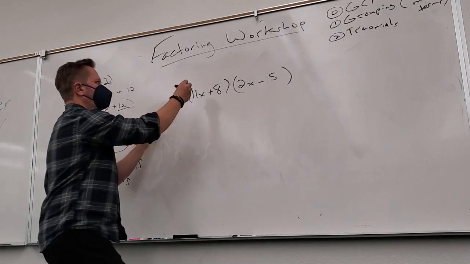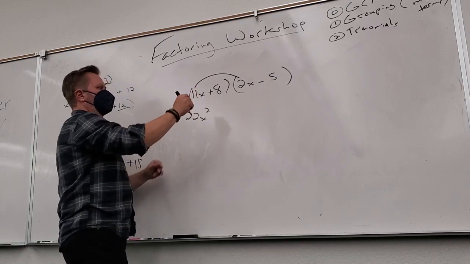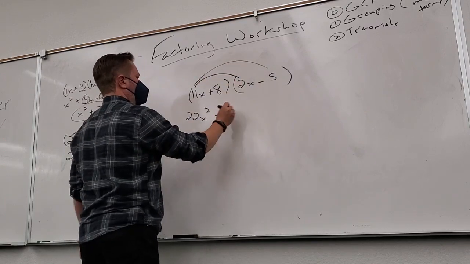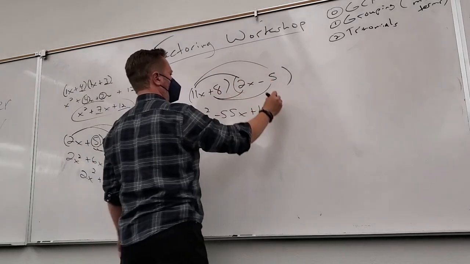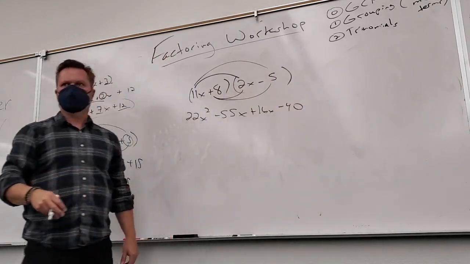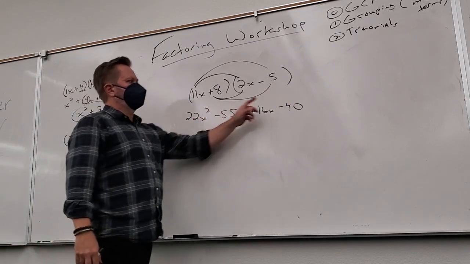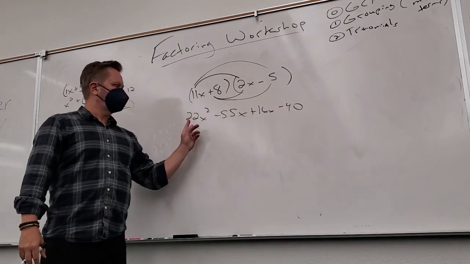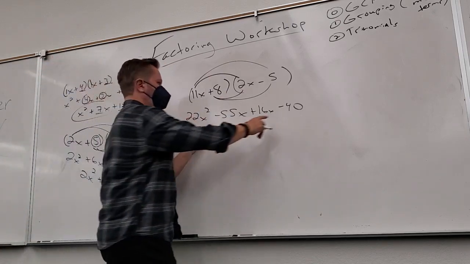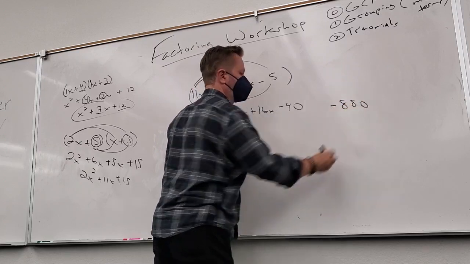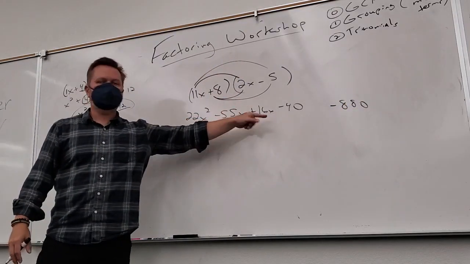So I want you guys to see the same thing. If I FOIL this, I get 22x squared minus 55x plus 16x minus 40. Now, somebody help me out. Before I combine the middle terms, what is 22 times 40? Well, that's not too bad. 22 times 4 is 88, and then I just add a 0 on. 22 times negative 40 is negative 880. Is everybody cool with that? What is negative 55 times 16?